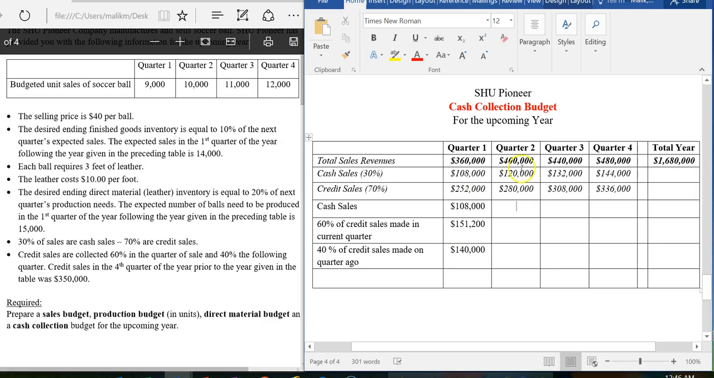Now that's it. Yeah, now we're gonna do our Q2 again. Q2's cash sales, which is already given here, right? It's how much? 120,000. So these cash sales for Q2, they're gonna collect right away. And look at this Q2's credit sales, 280,000. 60% of it they will collect. So take 60% of 280,000.